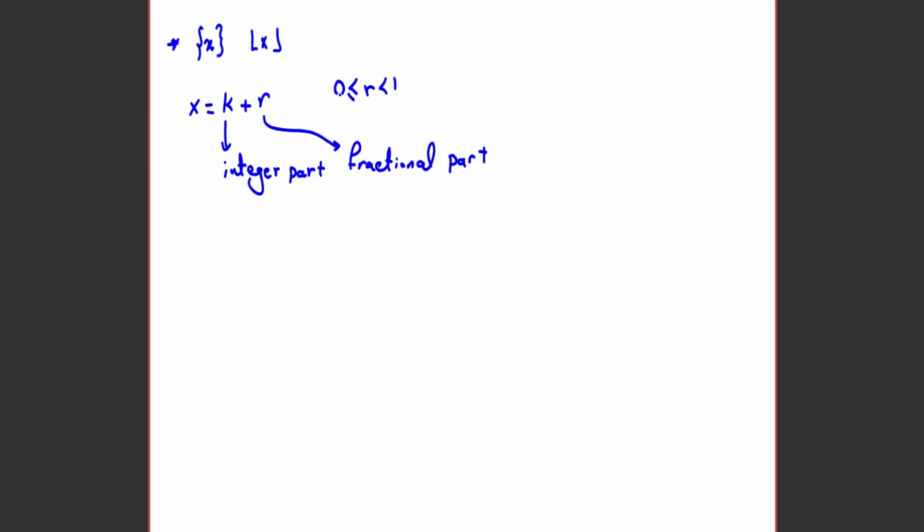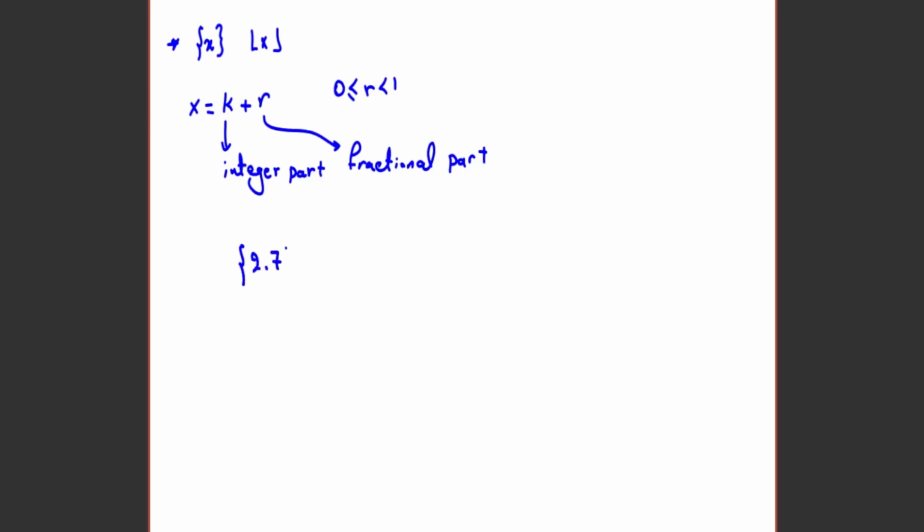Them added together is equal to the number. Yes, we say x is k plus r. K, for example, is the integer part. R is the fractional part. And what's the condition for r? It's less than 1. And it's positive, greater than or equal to 0, right?